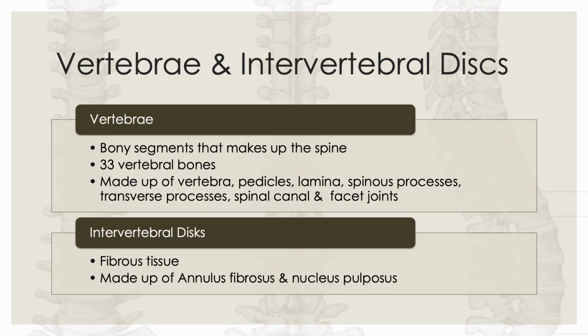The spine is made up of bony segments called vertebrae and fibrous tissue called intervertebral discs. Both of these form a column from our head to pelvis, which help with symmetry and movement of our body. The spinal column is made up of 33 vertebral bones stacked on each other. 24 of these articulate with each other, while 9 of them are fused together.